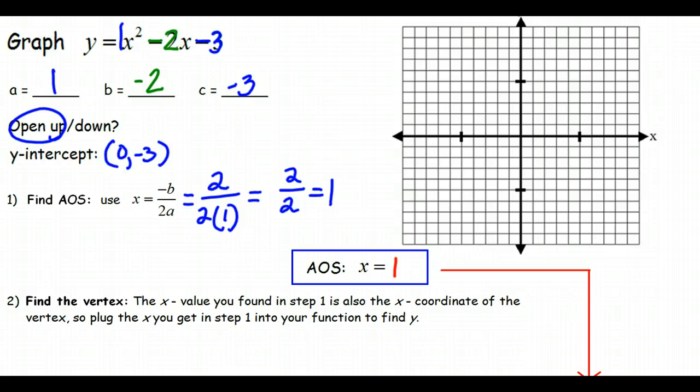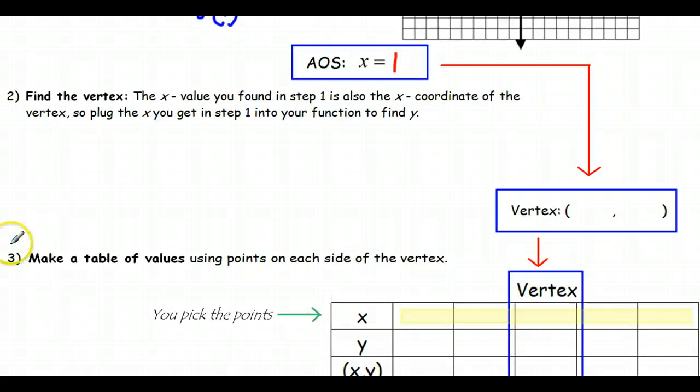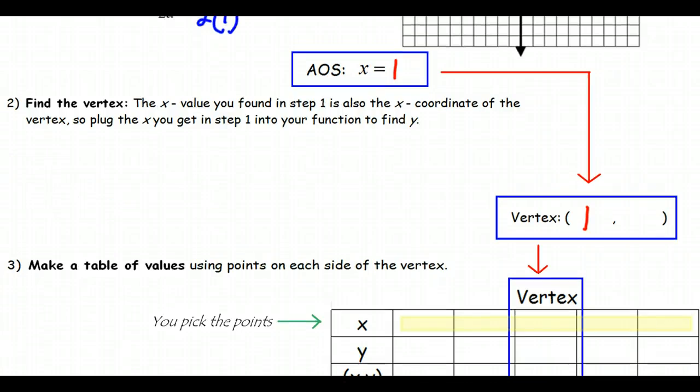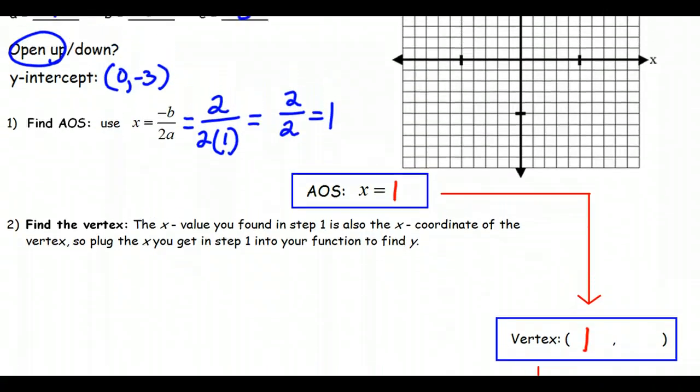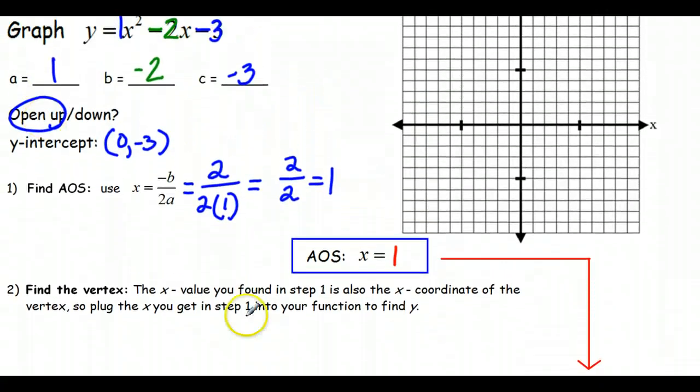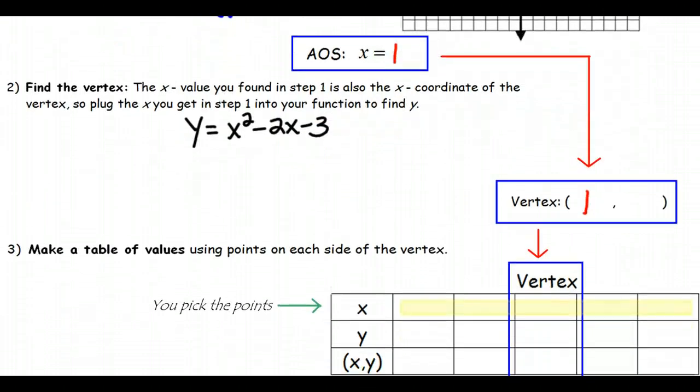Alright, now that I have found my axis of symmetry, I know that that is the x-coordinate of my vertex. I'm going to take that and plug it into my function, so I need to rewrite my function. So my function is y equals x squared minus 2x minus 3. And I'm going to plug in my x-coordinate, where x is, to find y.